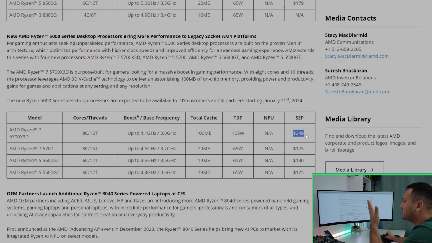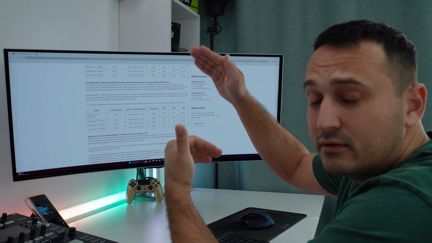So starting off with the king of the hill here, the AMD Ryzen 5700X3D. It's basically the same as its non-X3D counterpart. The boost and the frequency should be a bit slower than the base one, but you do get 100 megabytes of total cache. That is, of course, that layered cache that I was talking about.